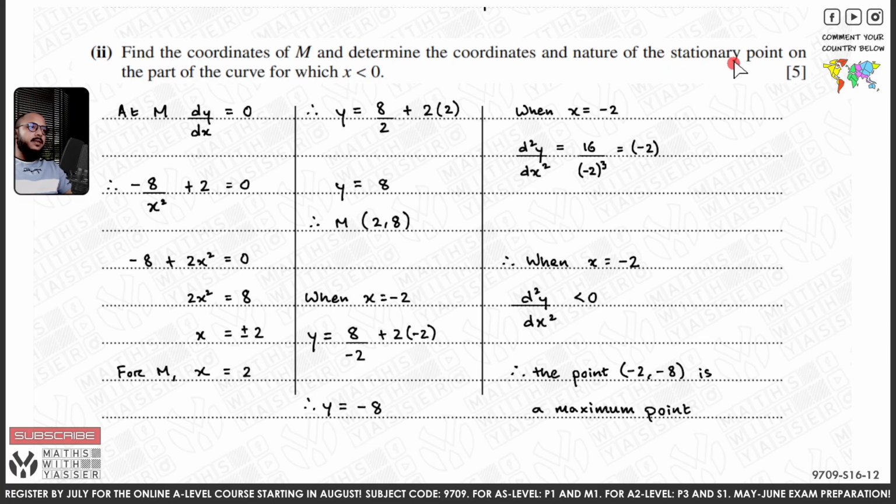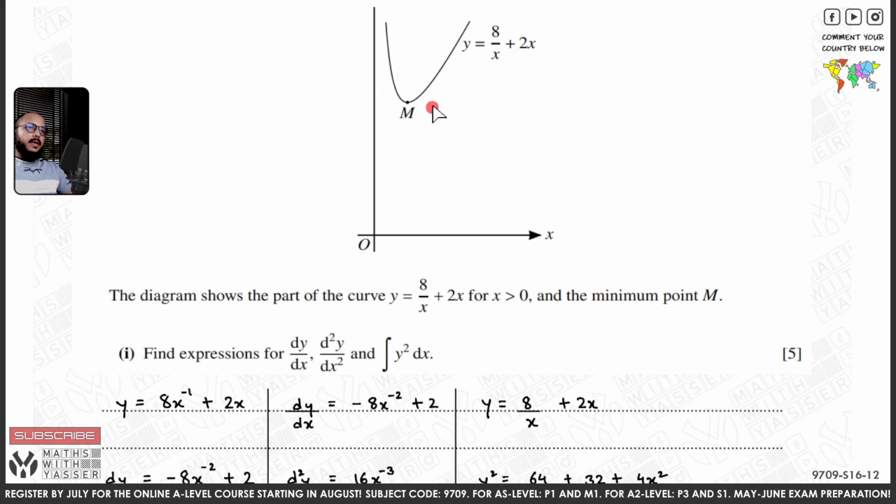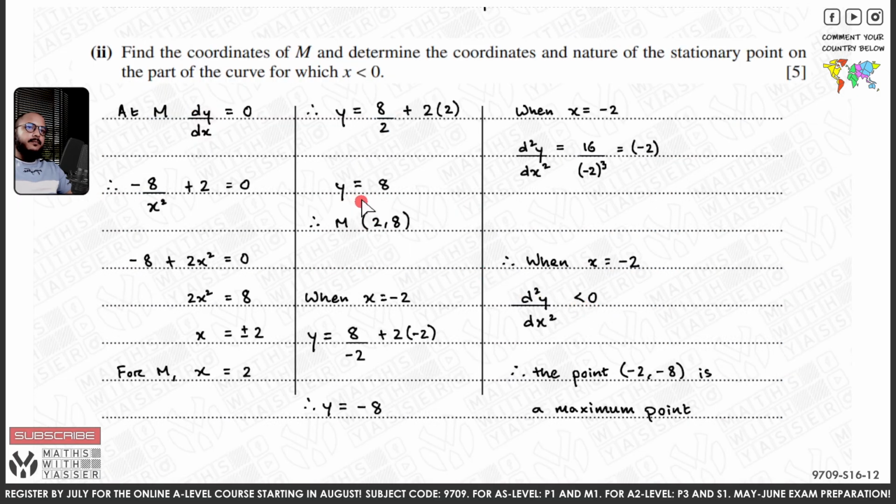coordinates and nature of the stationary point on the part of the curve for which x is less than 0. So at M, dy by dx is 0. We need to find the coordinates of M, and we can clearly see in the diagram that M is the stationary point, and it's already given that it's the minimum point. So that means at the minimum point, dy by dx is equal to 0. So minus 8 over x square plus 2 is equal to 0. This was dy by dx, which we found earlier.